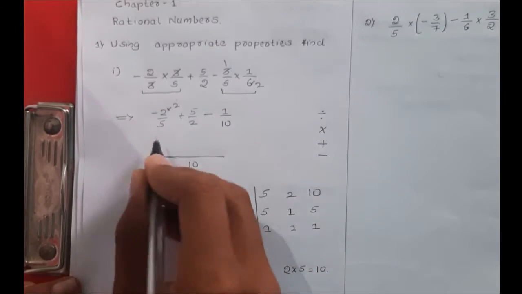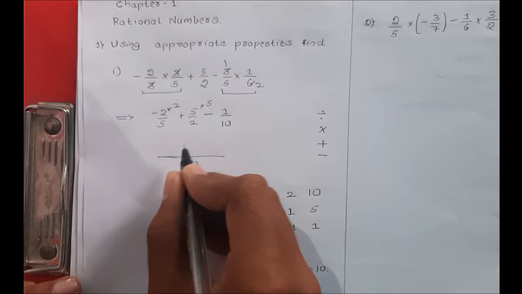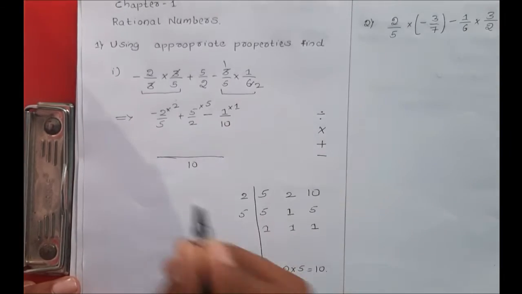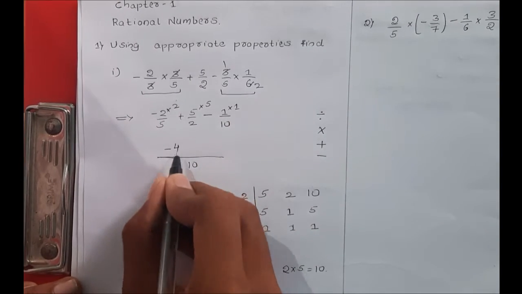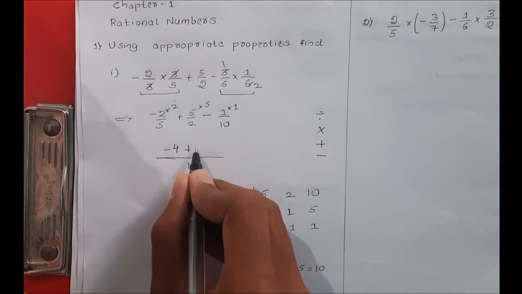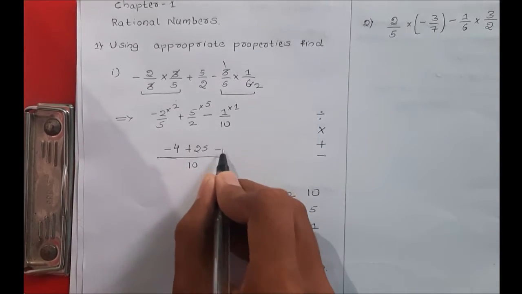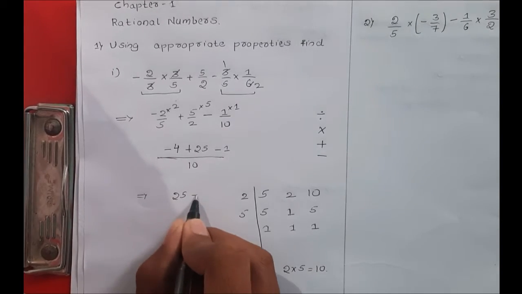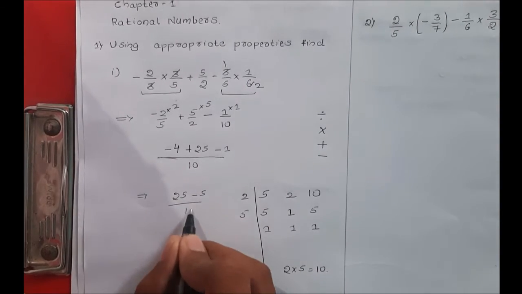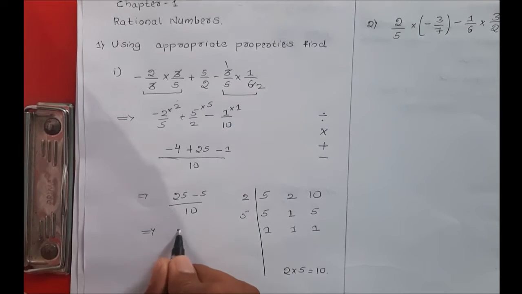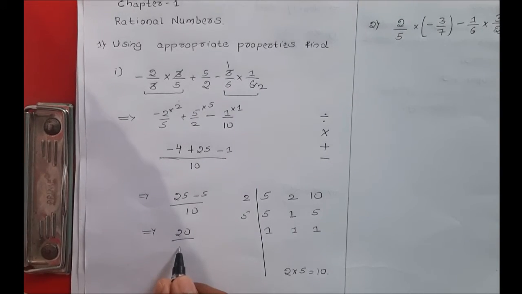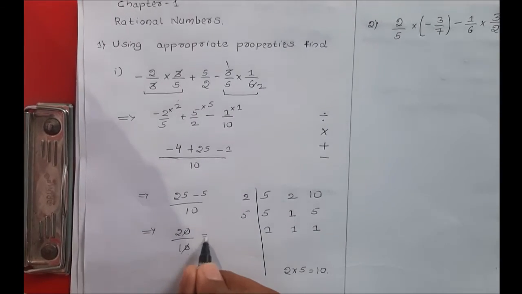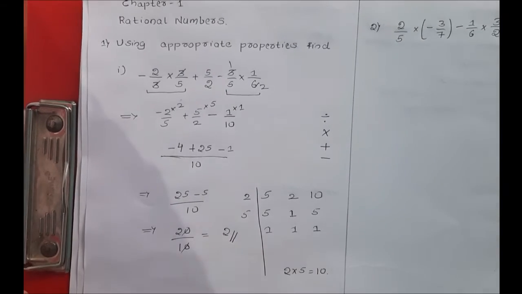Five twos are 10. 2 5s are 10, 10 ones are 10. 2 into 2 is 4, minus 4 plus 25 minus 1. Here 25 minus 5 by 10, that's equal to 20 by 10. 0 0 get cancelled, answer is 2.